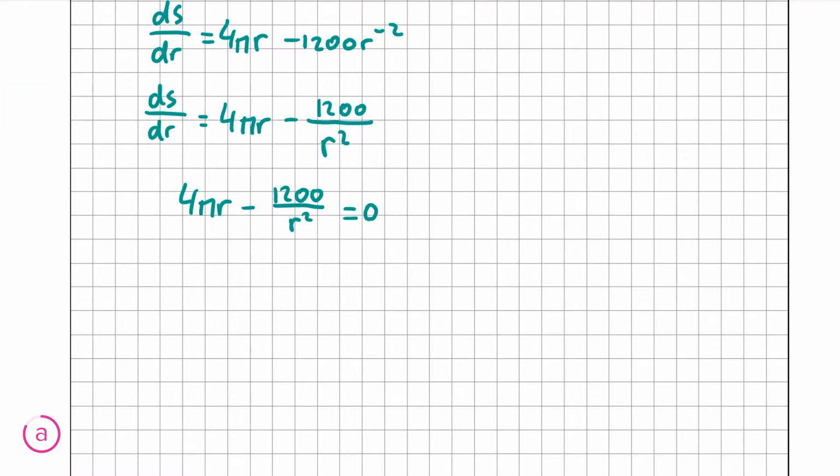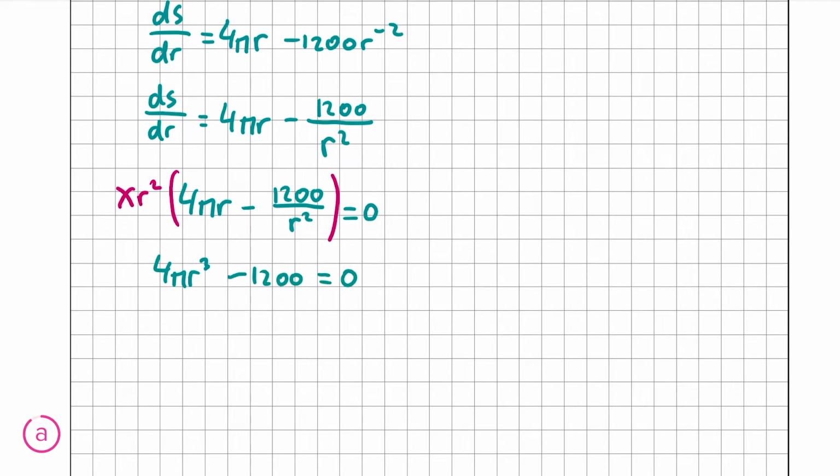Now, to find the minimum point, we're going to put this equal to 0 and then solve for r. So I want to get rid of the fraction, so I'm going to multiply the entire equation by r squared. To get rid of the fraction, you just multiply by the lowest common denominator, and there's only one denominator here, and that's r squared. So 4πr by r squared is 4πr cubed, and then 1200/r² by r squared is 1200, so we get 4πr³ minus 1200 is equal to 0.